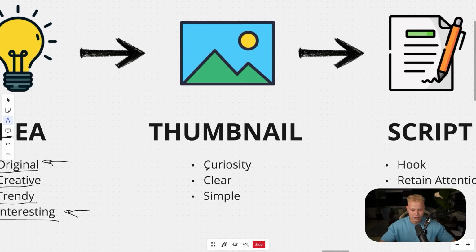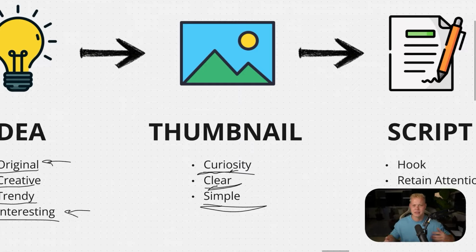So for the thumbnail, you want to make sure it gets people curious, right? It should be very clear and very simple, right? So these are the main things for the thumbnail. So you want people to stop, think like, hey, okay, this looks interesting, or what's happening here? That's what you want. And then people are going to click on your video. Now you want it very clear. You want everything to be very easy, the text very readable, very easy to understand. And that's why it needs to be very simple, okay?